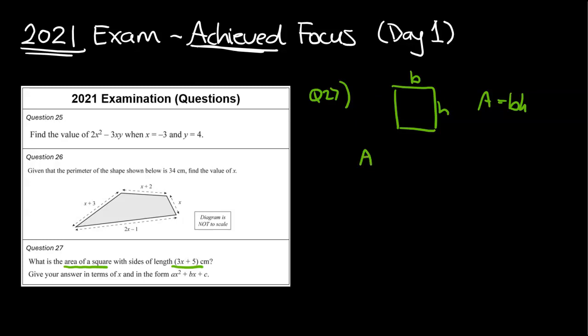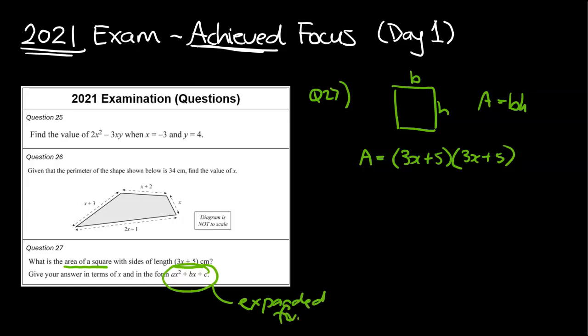So our area in this case is going to be equal to 3x plus 5, which, for example, maybe is the height. And we are going to multiply that by the base, which is also 3x plus 5. And all of a sudden, this is a double bracket quadratic. And what we're going to do is expand it to get the form ax squared plus bx plus c, which is what we call the expanded form.